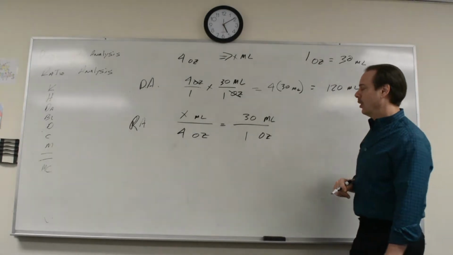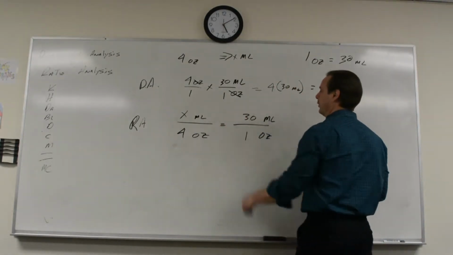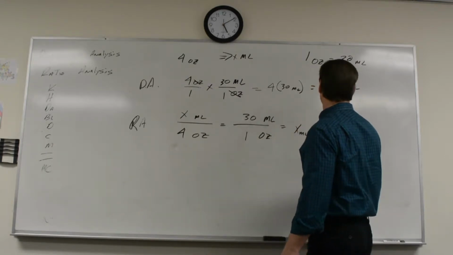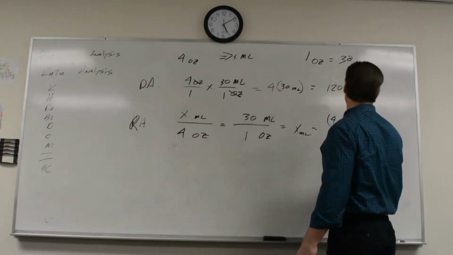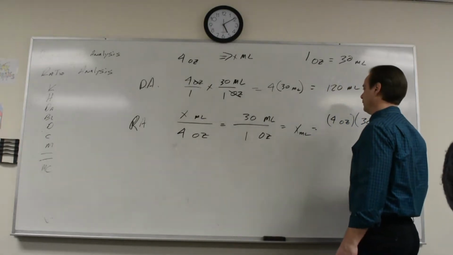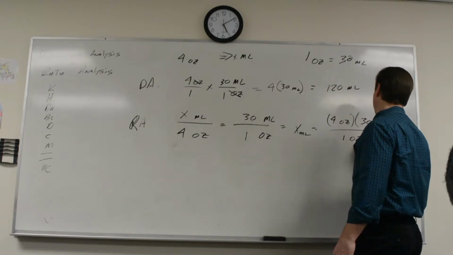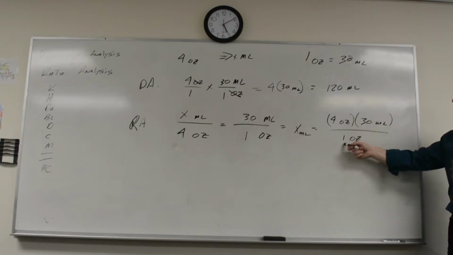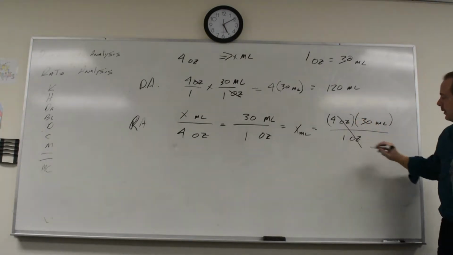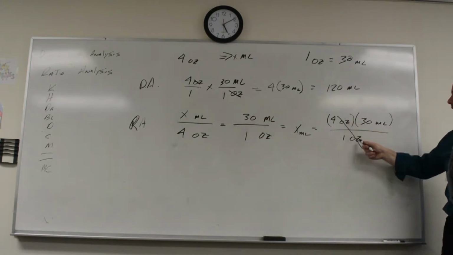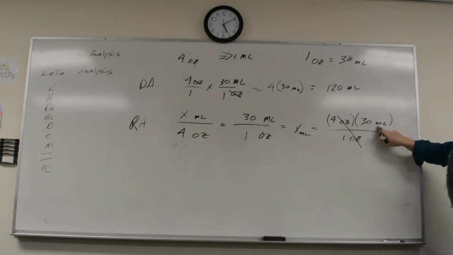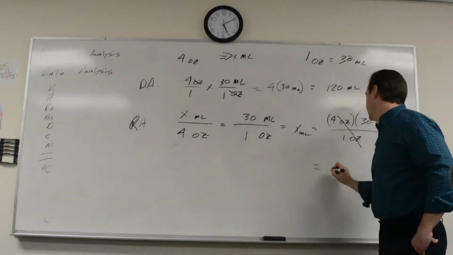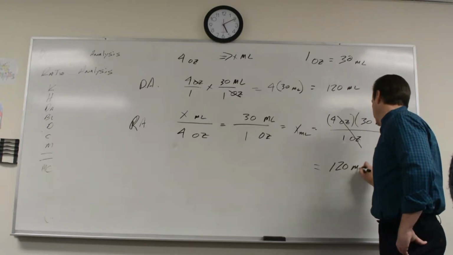Now we can solve. All we have to do is take this quantity and move it up into the numerator. This would equal X milliliters equals 4 ounces times 30 milliliters divided by 1 ounce. In this case, the ounces cancel because we have an ounce unit in the numerator and an ounce unit in the denominator. Our units will be milliliters. Dividing by 1 does nothing, so it's just 4 times 30. This is going to equal 120 milliliters.